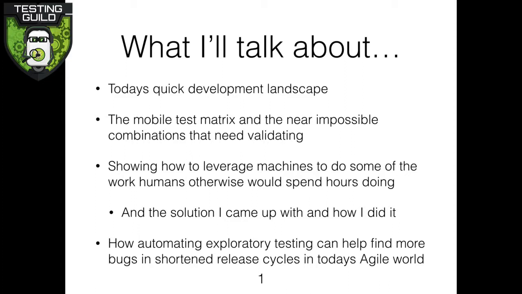So what I'm going to talk to you about today is today's quick development landscape with Agile and continuous integration and continuous deployment. The nearly impossible combinations that exist for mobile, the mobile test metrics and everything that should be validated before you make a release. And showing you how you can actually leverage machines to help you cover all these combinations, work that otherwise humans have spent many hours doing. And the solution I came up with and how I did it. And how automating exploratory testing can help you find more bugs in these shortened release cycles in today's Agile world.